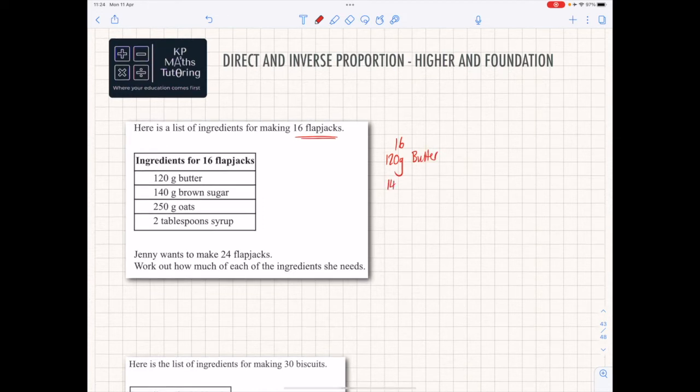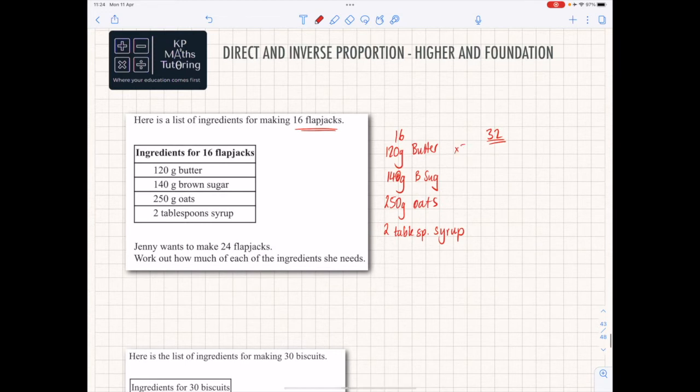I need 140 grams of brown sugar, 250 grams of oats, and 2 tablespoons of syrup. Now, if I was doing 32 flapjacks, I would just times this by 2. So that's directly proportional, because as this doubles, this is also doubling. Okay, so that's where this is actually effectively a direct proportion question.